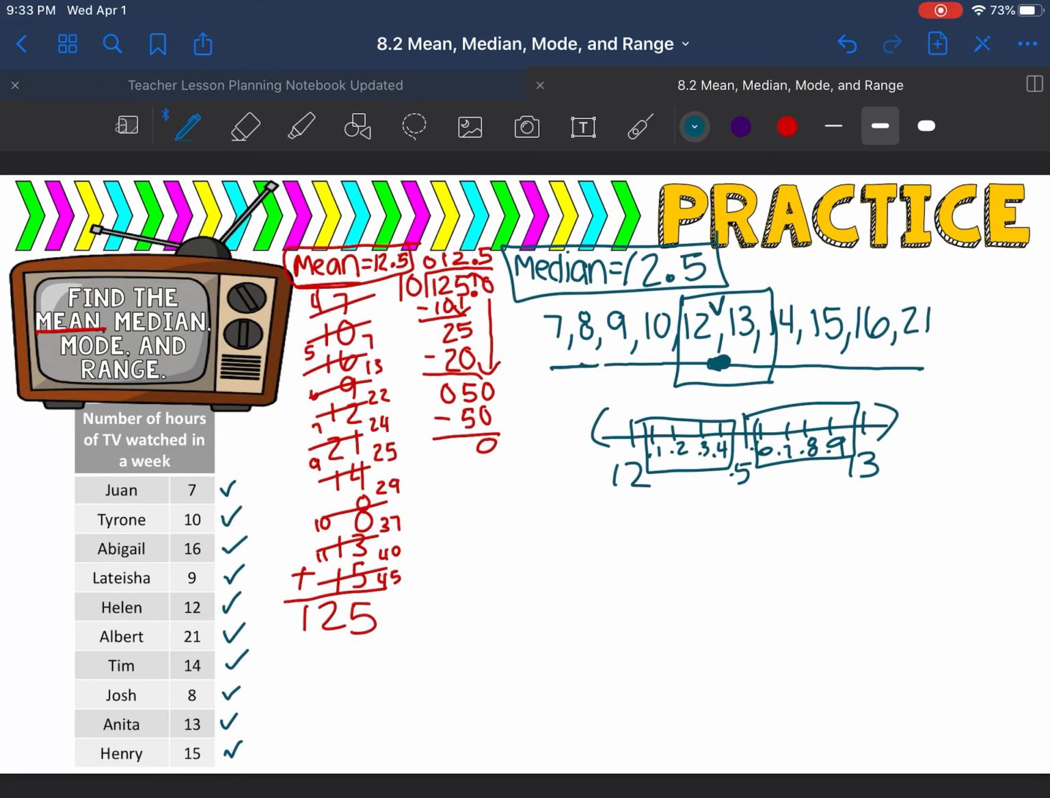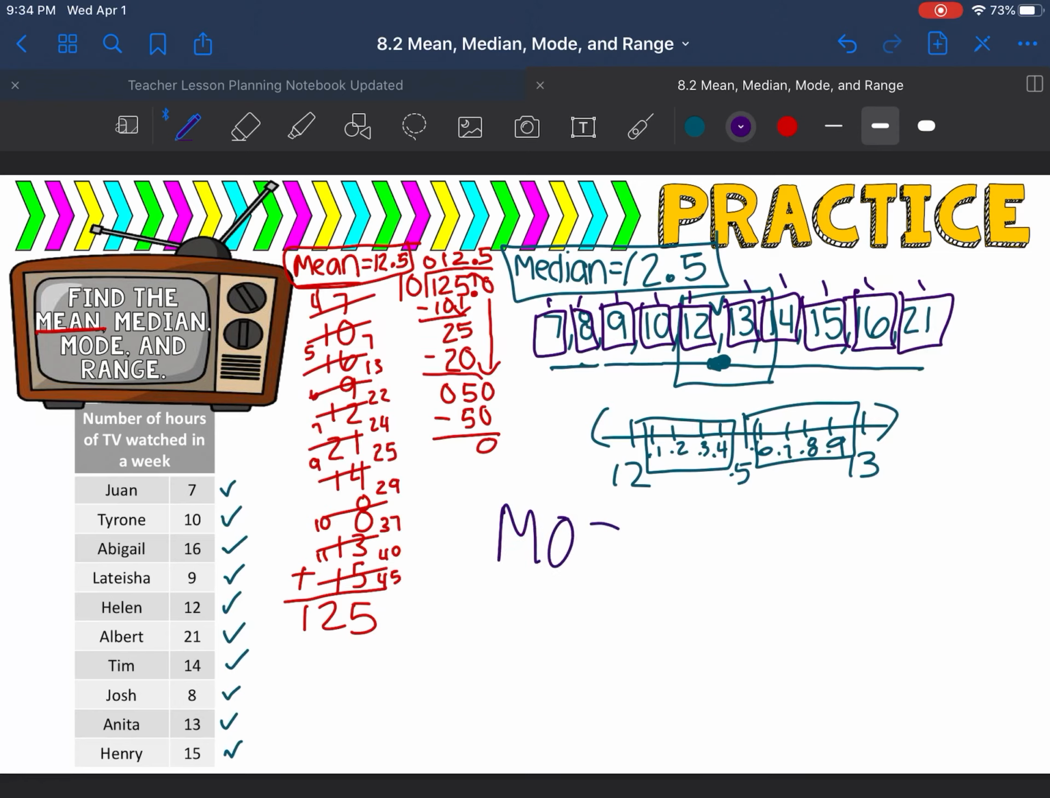Good. So now let's look at my mode. I need to see, do any of my numbers repeat? Well, I can look up here at my numbers that I did in my median, and I can group them by their numbers. I have 7, that's a 1. I have 8, 1, 9, 1, 10, 1, 12, 1, 13, 1, 14, 1, 15, 1, 16, and 1, 21. So they're all 1. Did I have any numbers at all that repeated?